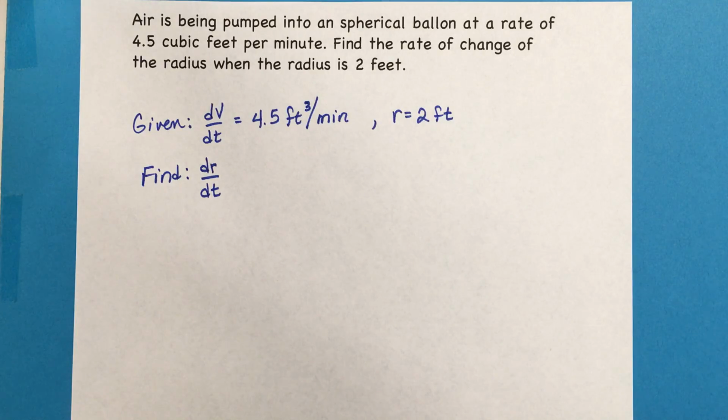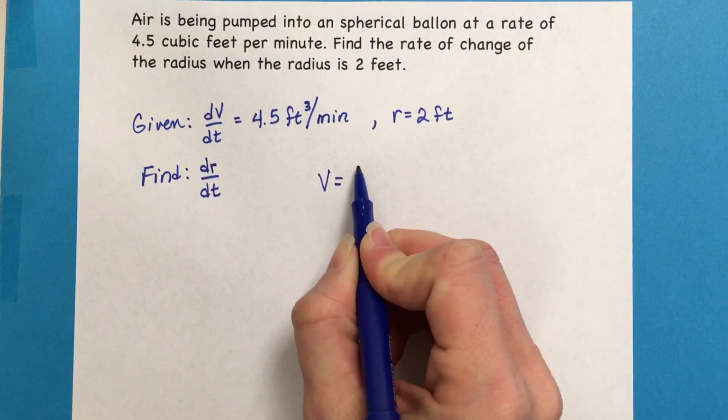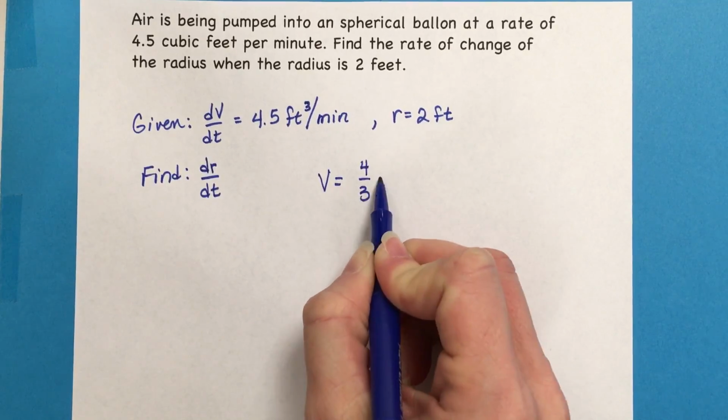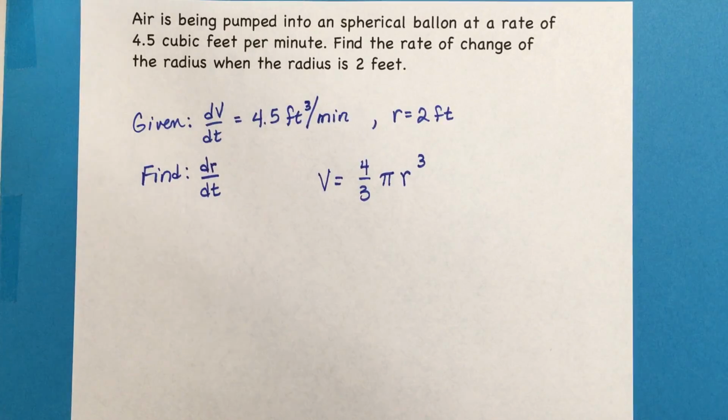You may run across some volume formulas that you may not remember off the top of your head. If you've got your textbook handy, it actually has some formulas in the very back cover, but you can always Google anything that you're needing. But here's your formula. Okay, so you've got to do your implicit differentiation. Again, do not substitute anything in.